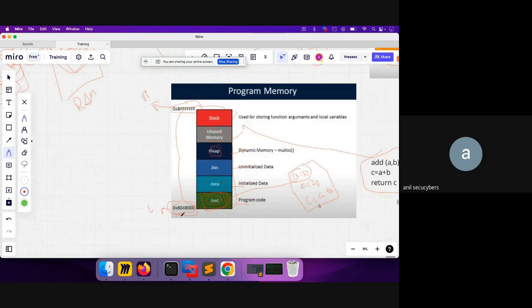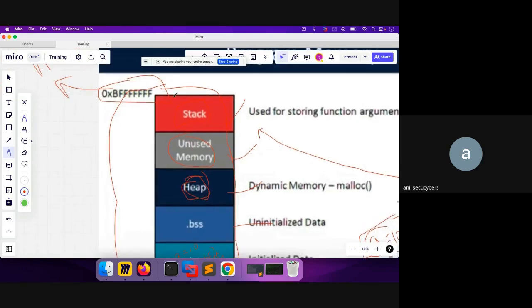Okay, so this is something like, let's say, from 1 to 5. Let's say this is 5 and 1. So this is the space where the whole data will be stored. Okay, and a few things to know: the stack memory grows dynamically. This memory is not static. It grows dynamically, and it grows from high to low.